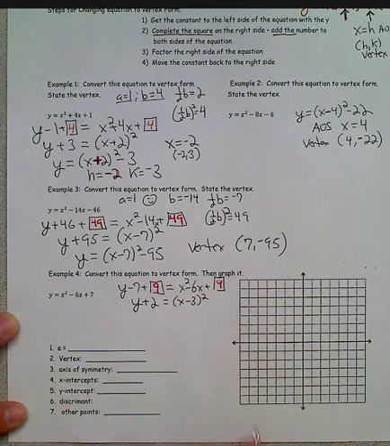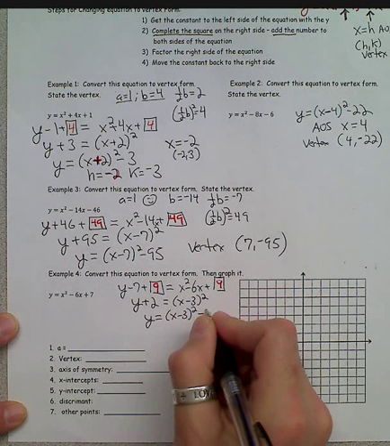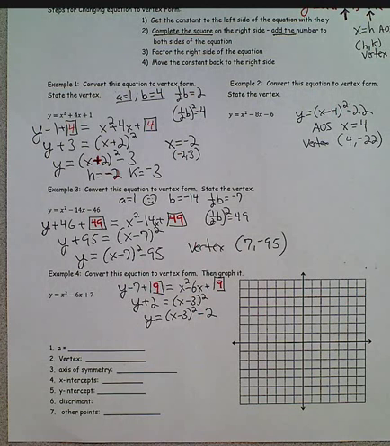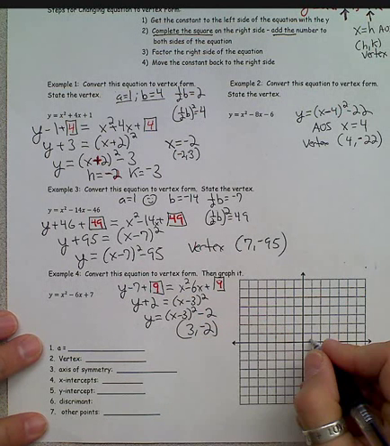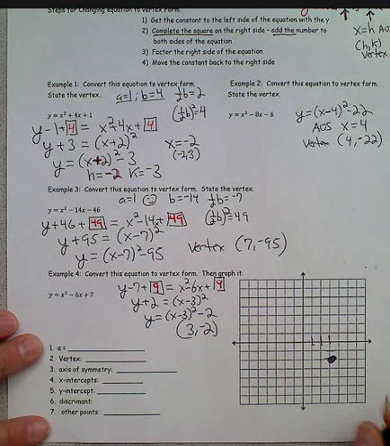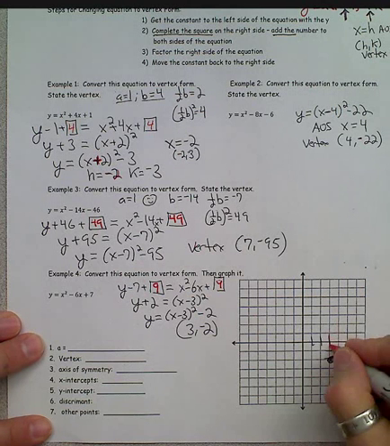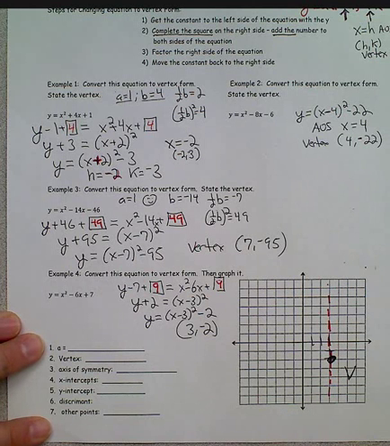I can bring that 2 to the other side. And now I can see that my vertex will be 3, negative 2. 1, 2, 3, negative 2. That'll be my vertex. I know that my axis of symmetry goes right through the vertex, and that would be the line x equals 3.